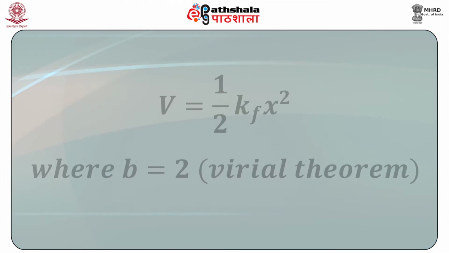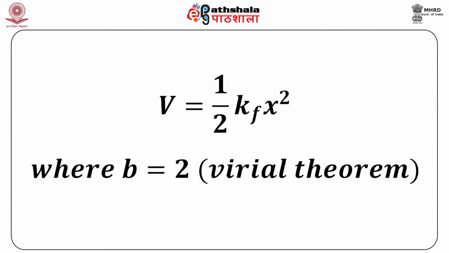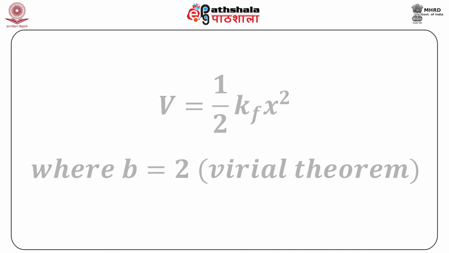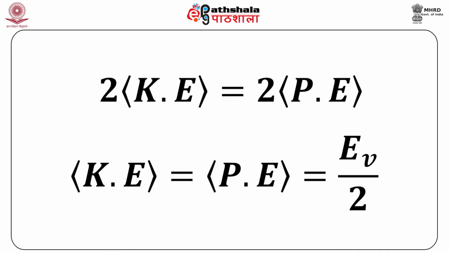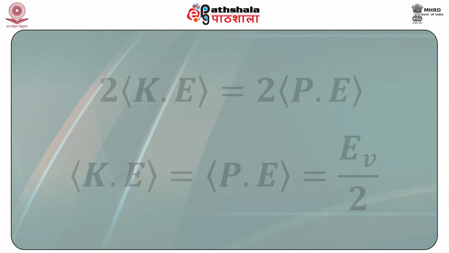Now in the case of the harmonic oscillator, if you remember, we showed that potential energy is given by half k_f x square. So B is 2 here, and therefore if we apply the Virial theorem, 2 times kinetic energy should be equal to 2 times potential energy. That means kinetic energy should be equal to potential energy, and that would mean that each one of them should be equal to half of the corresponding vibrational energy. This is a very, very important theorem.